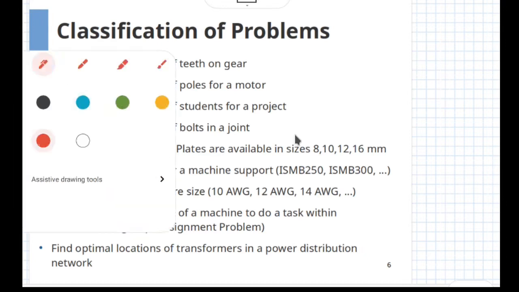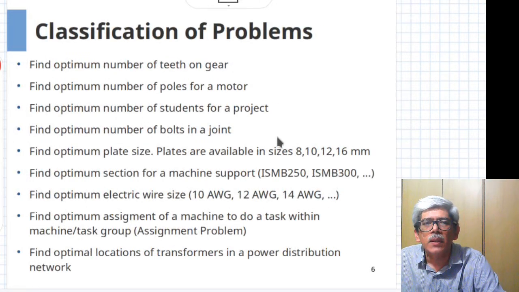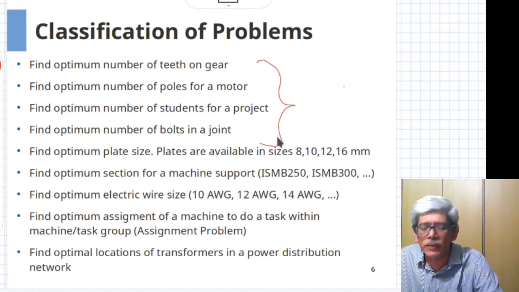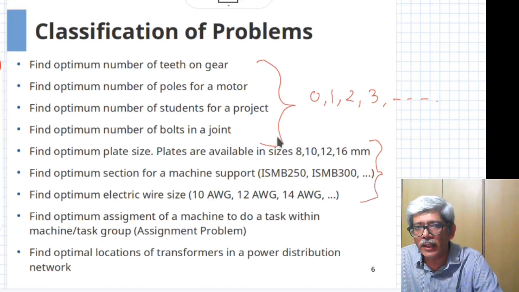Let's revisit the list of the problems that we discussed and understand how the integer variable problems are classified. In the set of problems, if you look at the first 4 cases, you will find that the number of teeth on gears or number of poles on a motor, and so on, can take an integer value in a certain range. If you look at the next 3 cases, you will find that they are not integers, but they can be enumerated as integers.